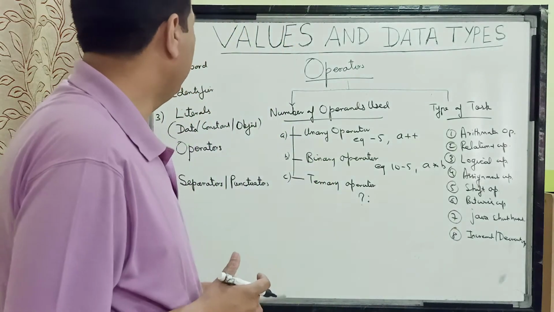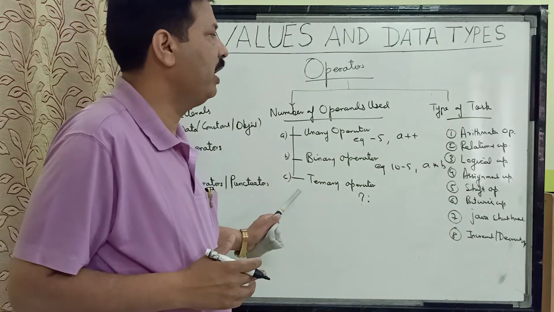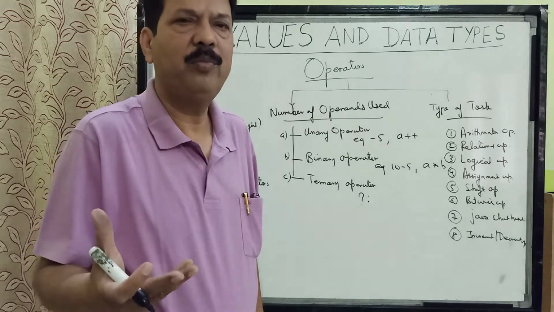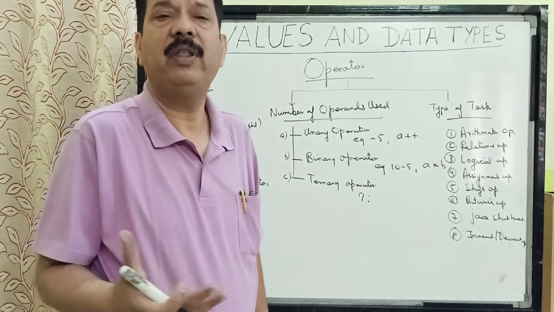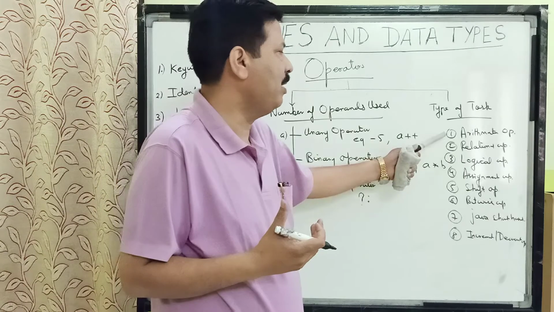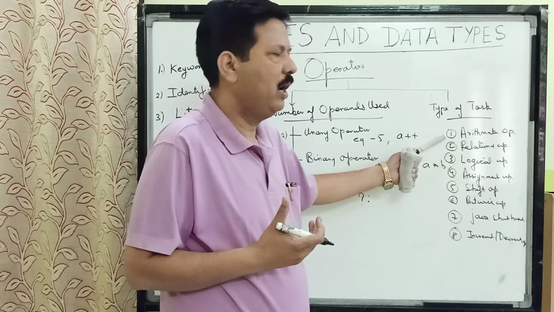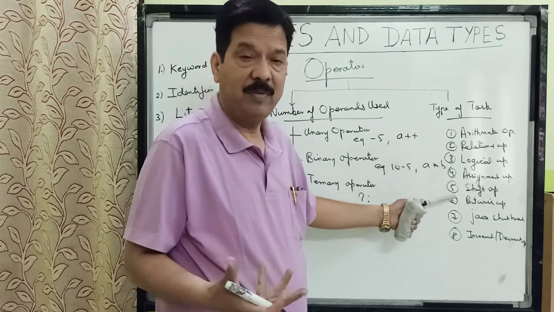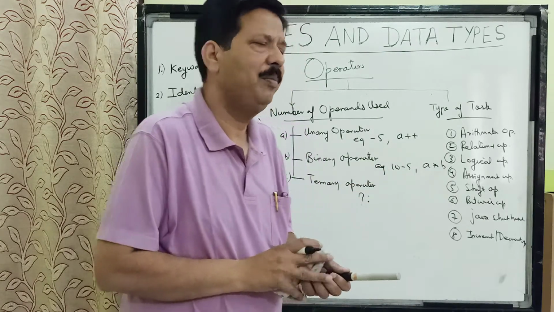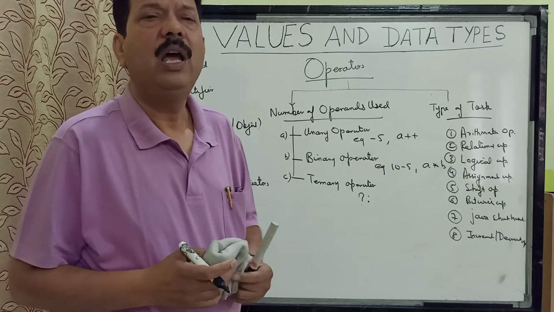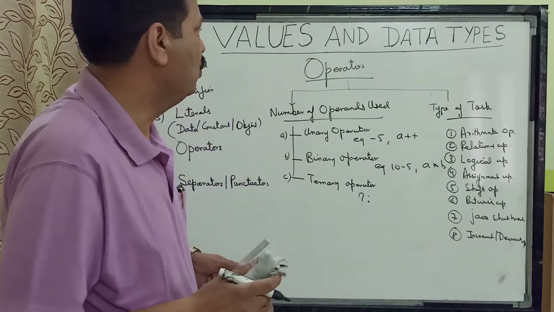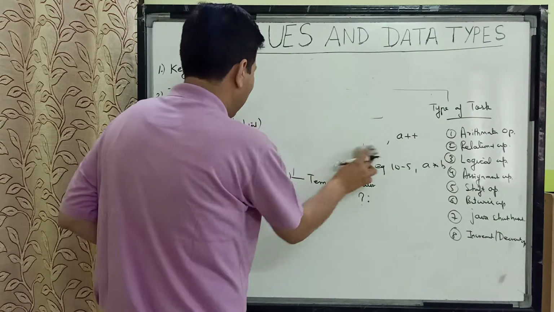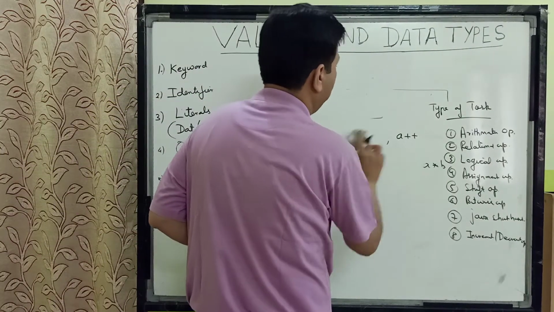So children, operator is the fourth token which we are talking about, and I have told you that operators are symbols or set of symbols which perform specific tasks on their operands. This specific task can be an arithmetic operation, any comparison which we do, an assignment, or any other task which will be done according to the type of operator used. So children, after operators we have the last token, and the last token is the separator or the punctuators.